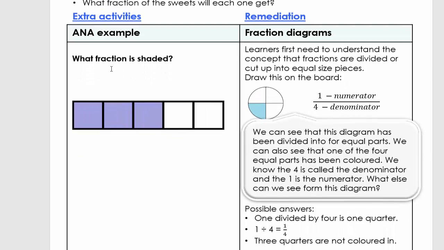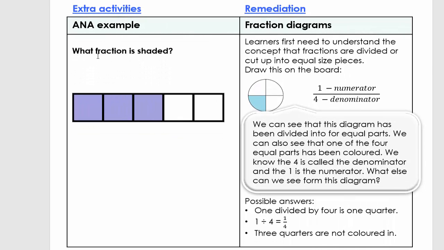Okay, let's carry on then with the extra activities. So what we have here is old exam or test paper questions. And then for the remediation, we have an example here that you can work through. You can pause for those learners that are struggling, and then you can go step by step through it to support you.